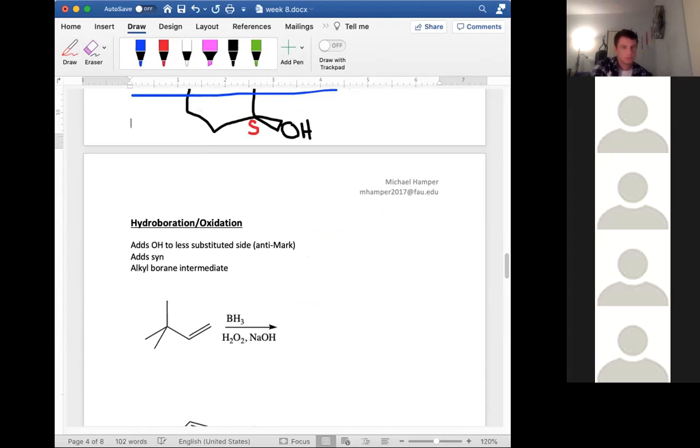Hydroboration. Hydroboration will often occur with peroxide. That's the go-to for your solvent. I'll show you an example of a different kind of acid, but most often you're going to see peroxide being used. And so what happens? In the end of things, all you're going to do is add OH to the less substituted side. Mechanistically, this double bond goes to the boron, and that's where you get your alkyl borane intermediate.